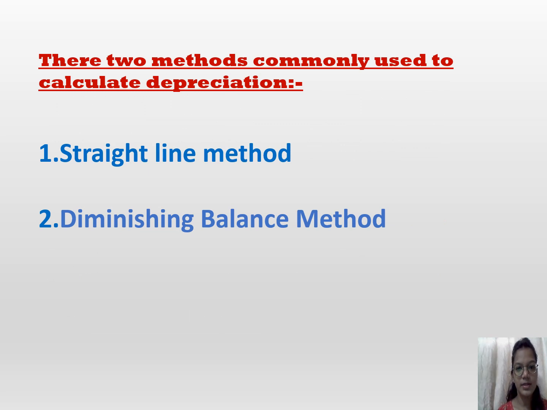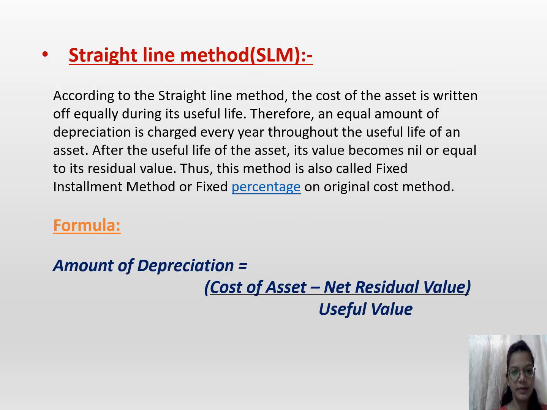There are two methods commonly used to calculate depreciation. First is the straight line method, second is the diminishing balance method. First, the straight line method. According to the straight line method, the cost of the asset is written off equally during its useful life. Therefore, an equal amount of depreciation is charged every year throughout the useful life of an asset.